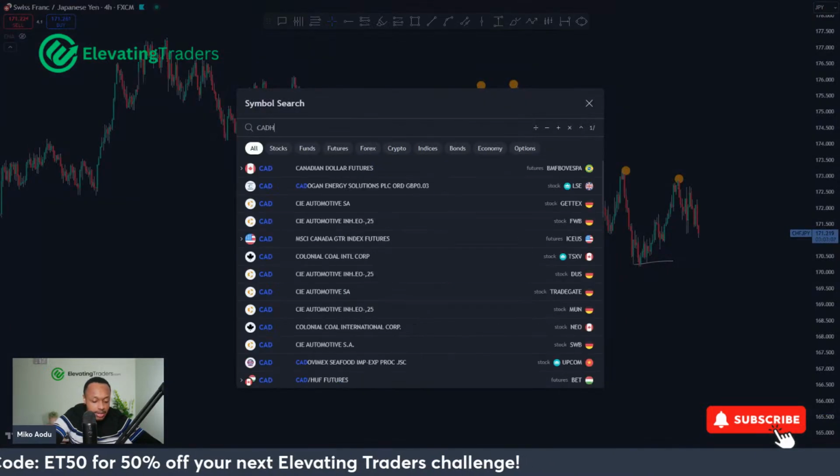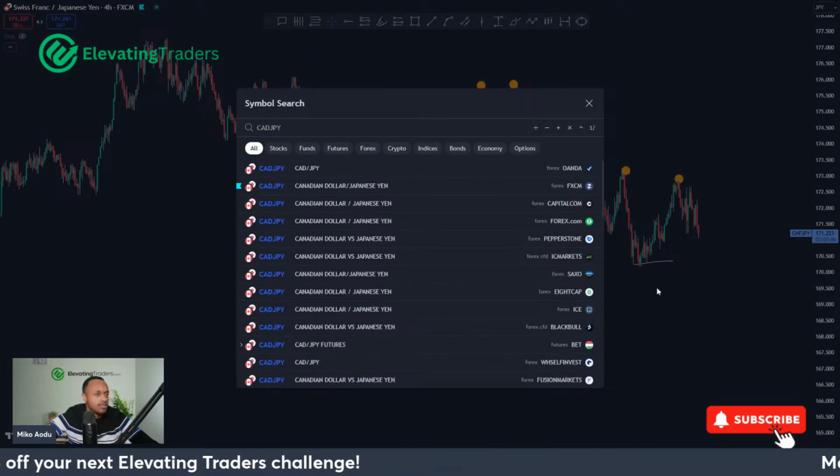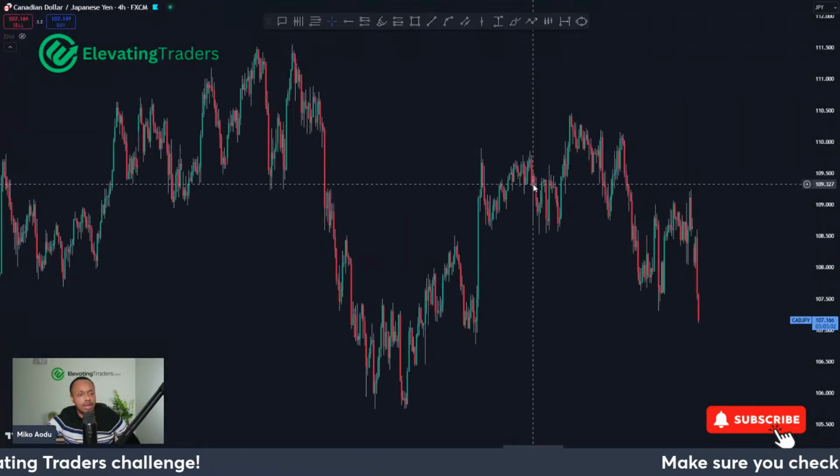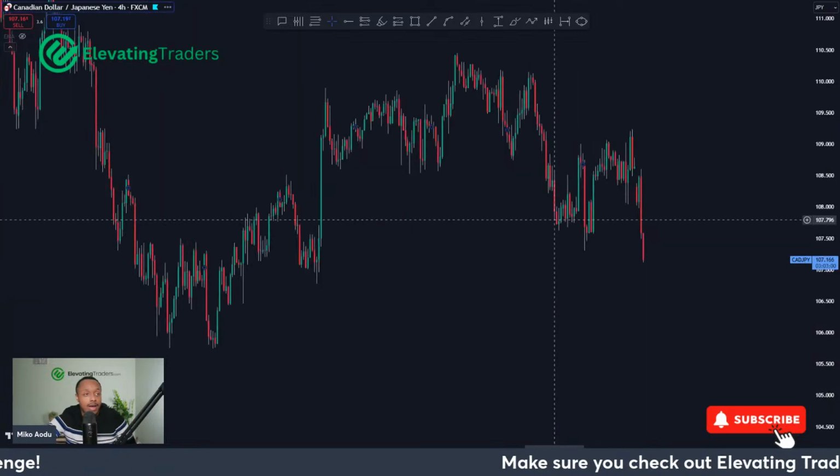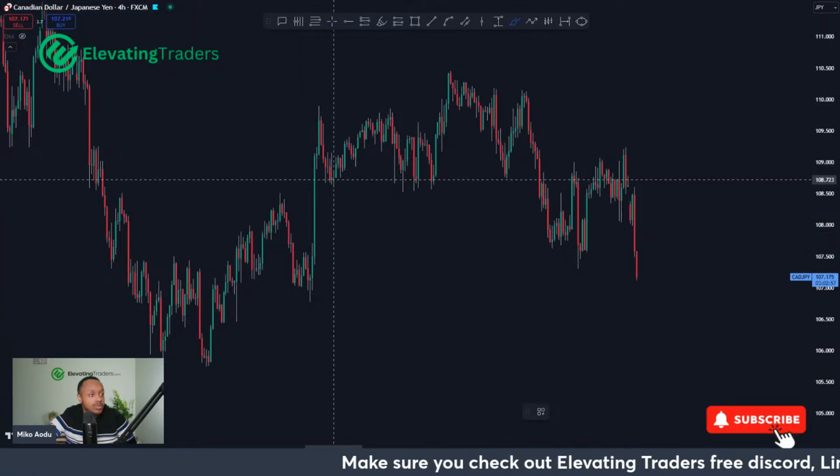And in terms of CAD yen, I don't think I've missed out another yen pair. CAD yen, in fairness, is not looking too bad. It was respecting that resistance there.